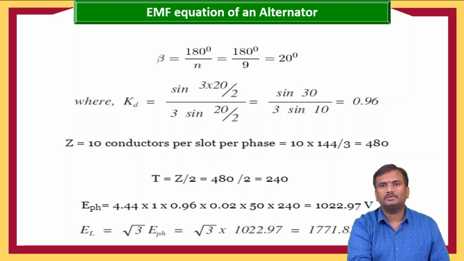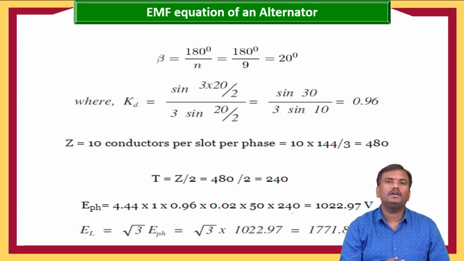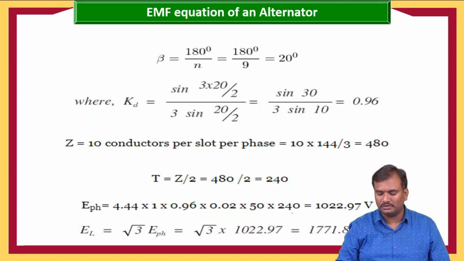Where E phase is equal to 4.44 into Kp value is 1, Kd value we got as 0.96, into 0.02 into 50 into 240. 0.02 is the flux, which is equal to 1022.97 volts. This is the E phase. And line voltage will always be root 3 times the E phase, which is root 3 into 1022.97, where we are going to get 1771.83 volts.